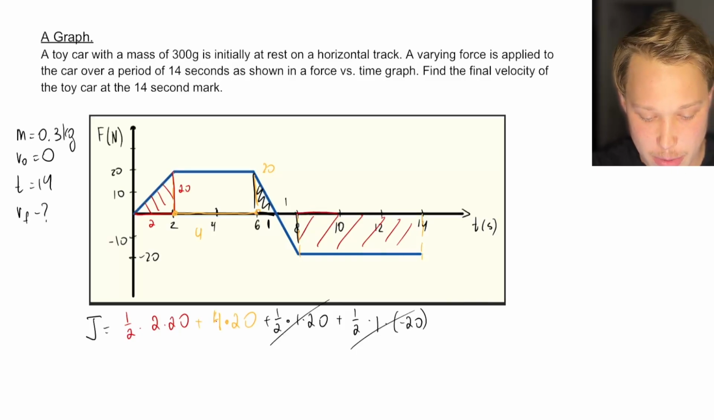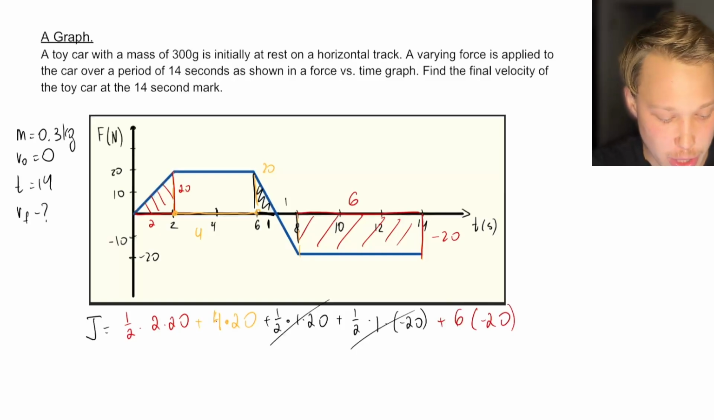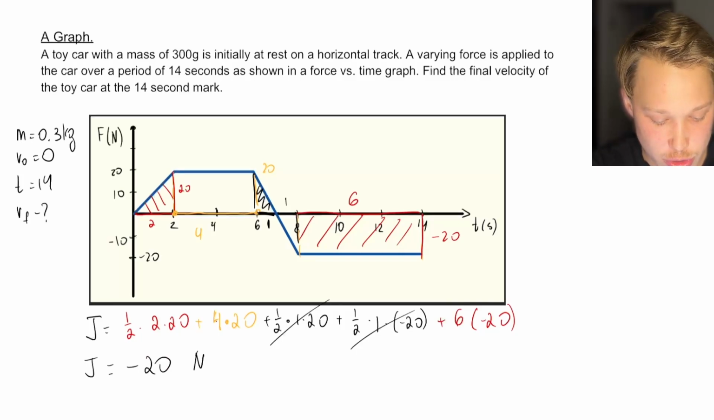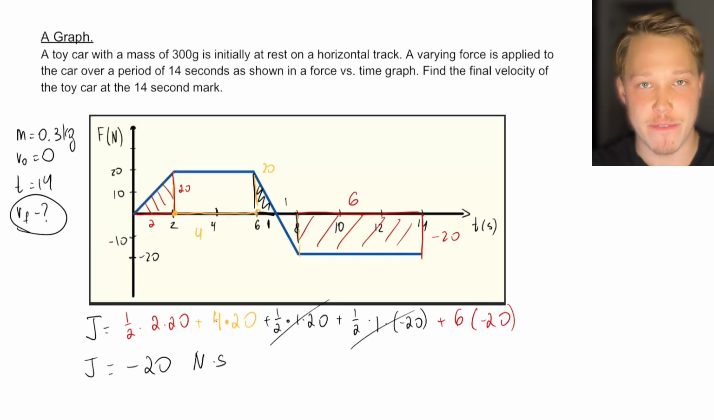So 14 minus 8 is 6, side 6, and minus 20. So plus 6 times minus 20. Well, if you plug all of this into your calculator, you will get minus 20 newton-seconds as your final impulse. But how does that help us to find the final velocity?